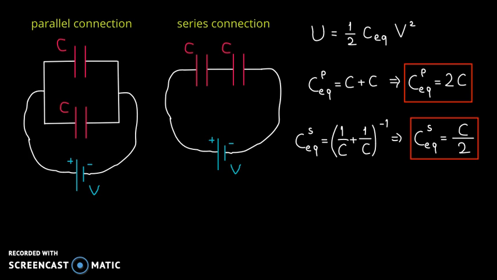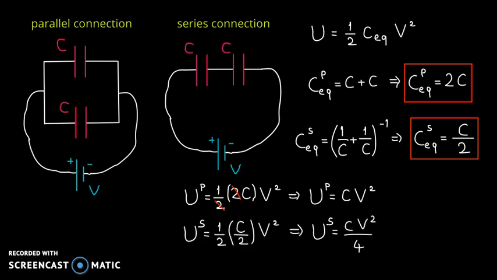Now let's substitute each of these values in the formula for potential energy. Here's the energy stored in the parallel connected group. The twos cancel, so we get U parallel is equal to CV squared. In the case of the series connection, we get an extra factor of 2 in the denominator, so that makes CV squared over 4 for the energy stored in the group connected in series.